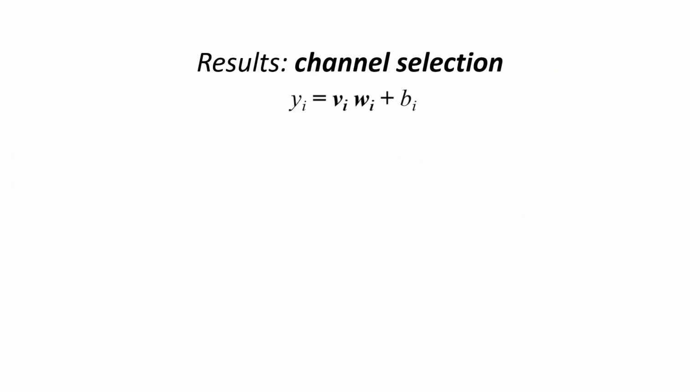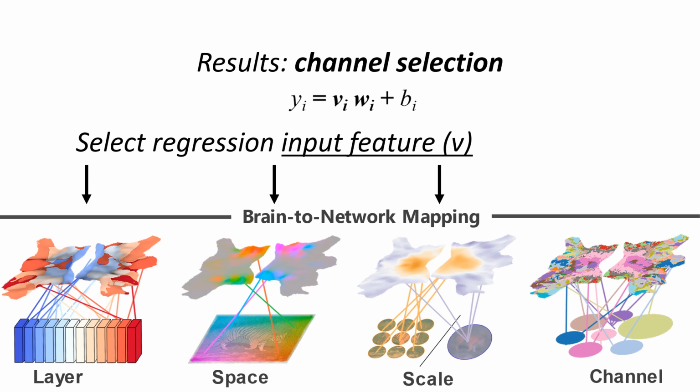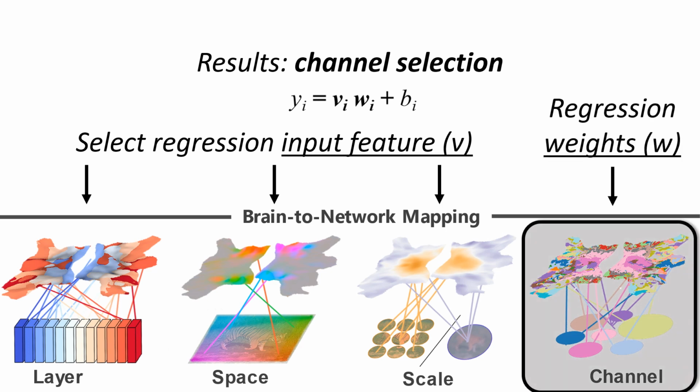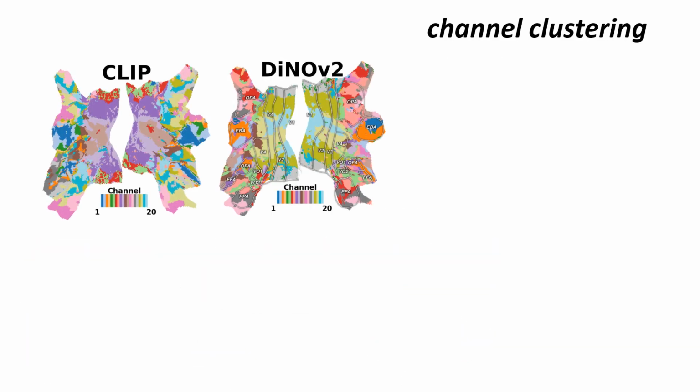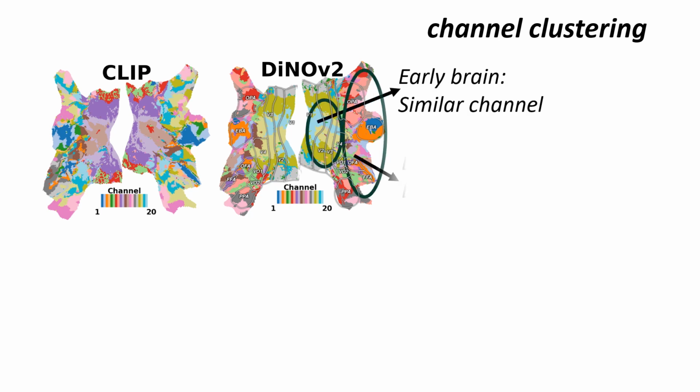Finally, we look into channel selection in brain mapping. Neural network channel mapping offers a more detailed picture of network-to-brain mapping than layer mapping. Channel mapping is obtained by clustering voxels that have similar linear regression weights. We make several empirical observations. Early brain regions tend to share a few similar neural network channels. Higher-level brain regions use a more diverse set of channels.